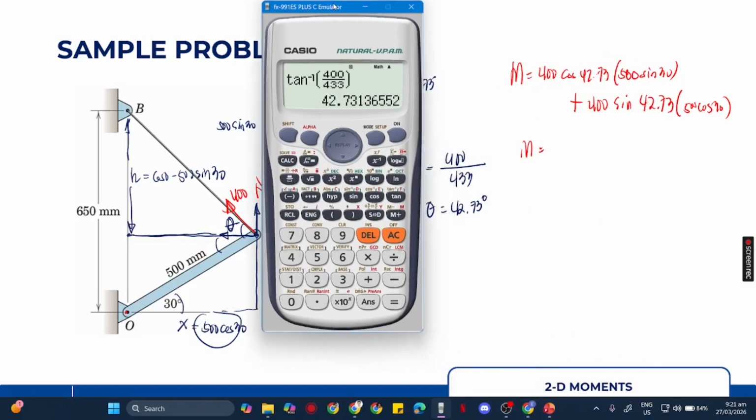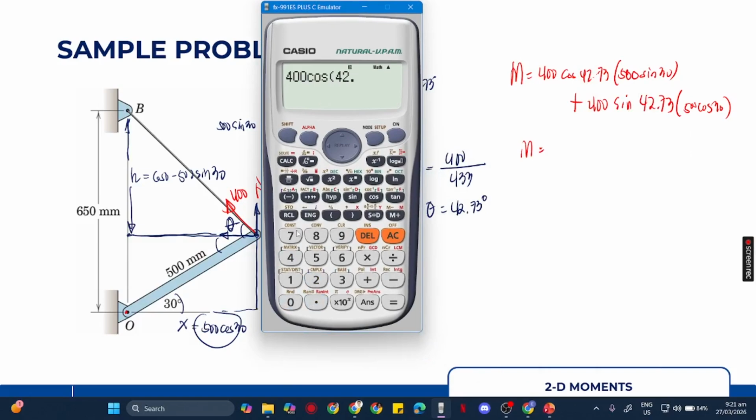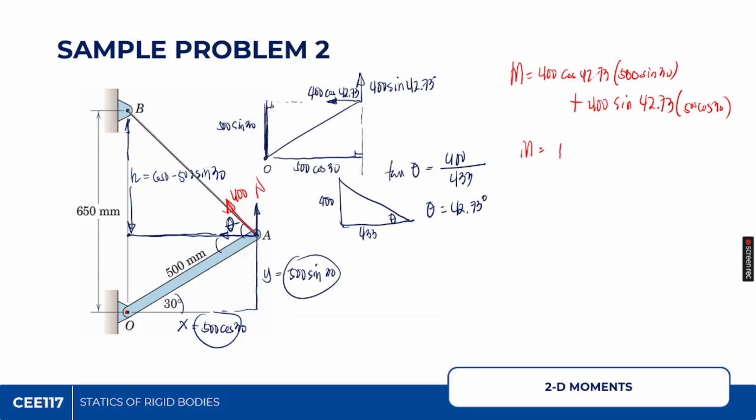Okay? So, i-solve using your calculator. Makukuha natin dito, that is 400 cosine 42.73 multiplied by 500 sine 30. Then plus 400 sine 42.73 times 500 cosine 30. So the answer for that is 190983. 190983, that is Newton mm.